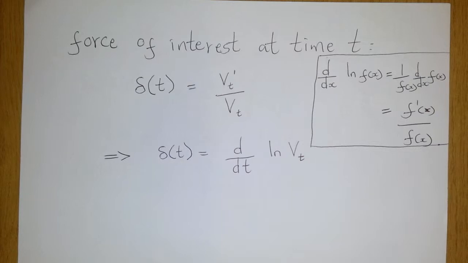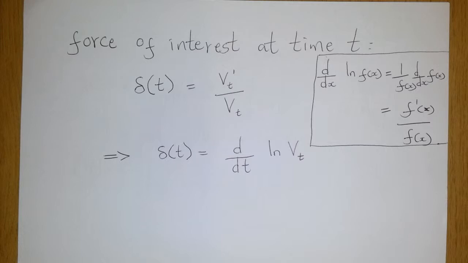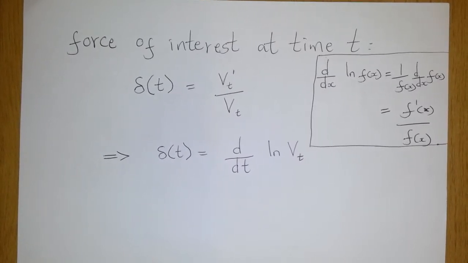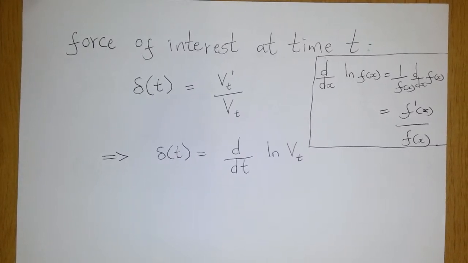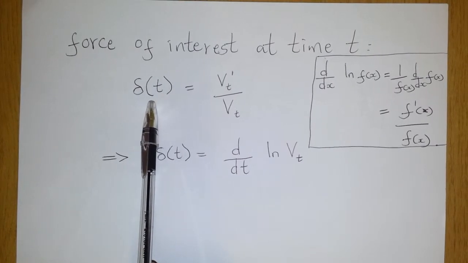Now, if we have V(t) as the value of the fund at time t, and we have V'(t) as the derivative of V(t) with respect to t, such that V'(t) is the instantaneous change in the fund value at time t. In other words, V'(t) is the interest earned by the fund at time t. We have V'(t) divided by V(t) as equal to the force of interest at time t.